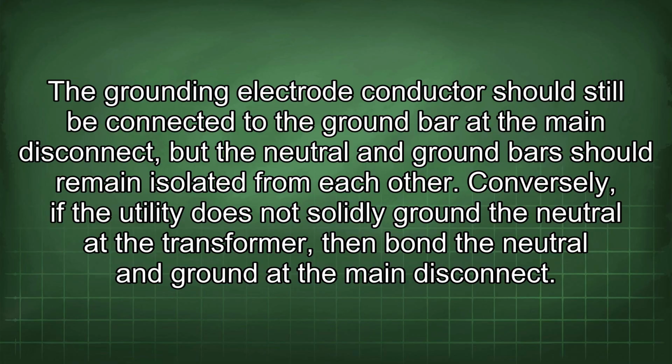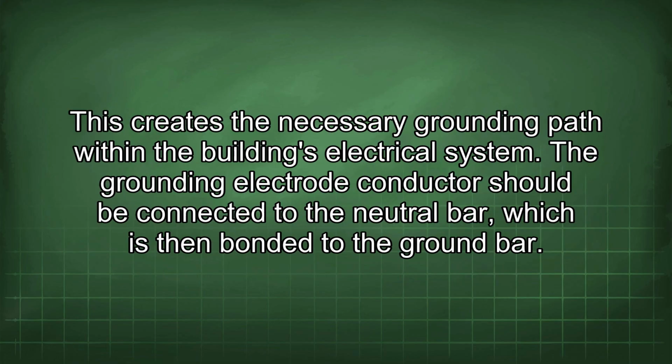Conversely, if the utility does not solidly ground the neutral at the transformer, then bond the neutral and ground at the main disconnect. This creates the necessary grounding path within the building's electrical system. The grounding electrode conductor should be connected to the neutral bar, which is then bonded to the ground bar.